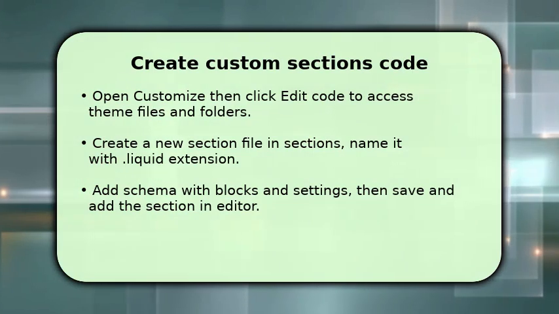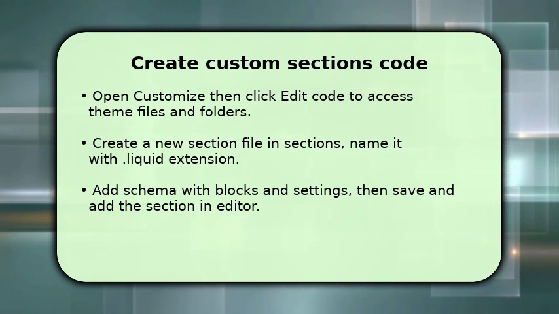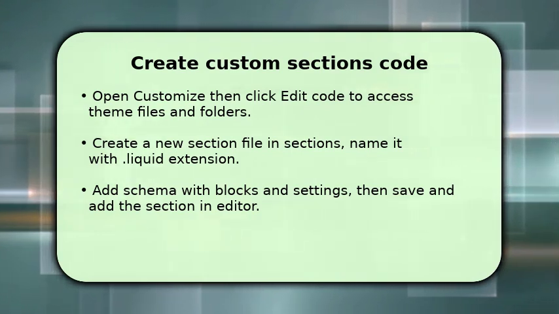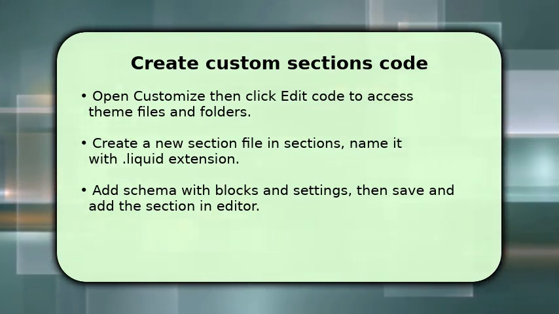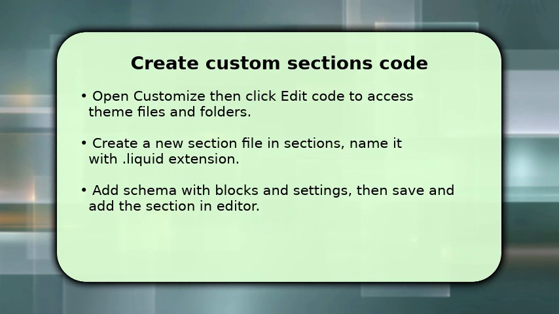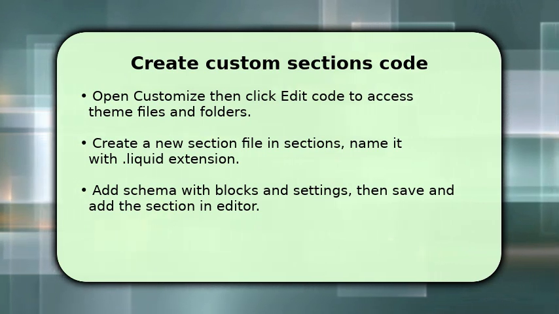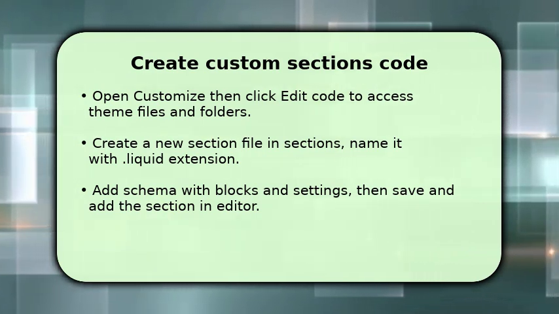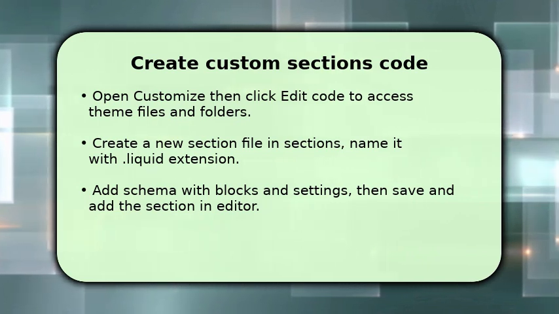If you need a custom section, open Customize and click Edit Code to access theme files. In the code editor, open the Sections folder and click Add a new section to create a file. Name the file clearly and include the liquid extension so Shopify recognizes it.